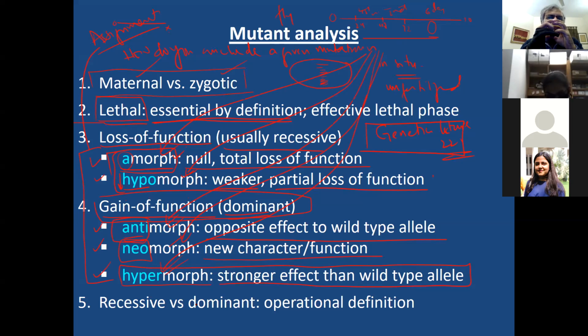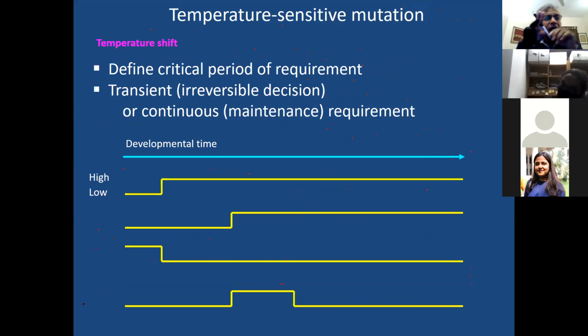And then finally, as we already said, loss of function mutations are normally recessive and gain of function are dominant. It's not really 100%, but you have to characterize by crossing with wild type to discover whether your mutation is recessive or dominant. As we said, mutations can be lethal. It can be embryonic lethal.